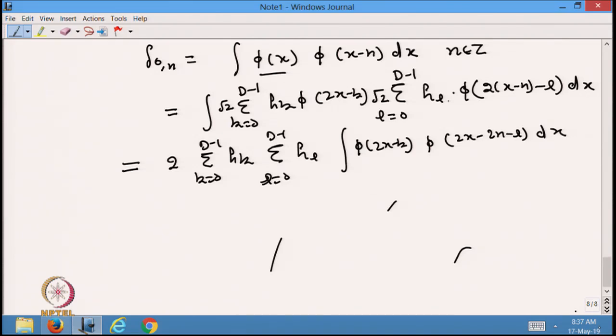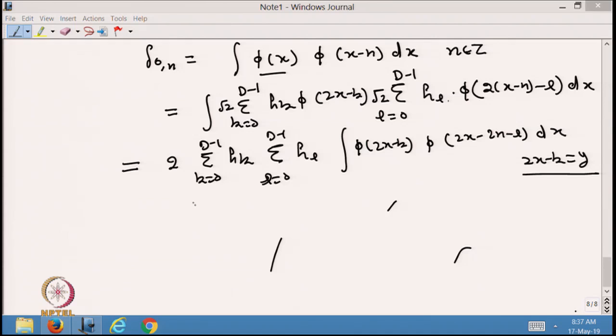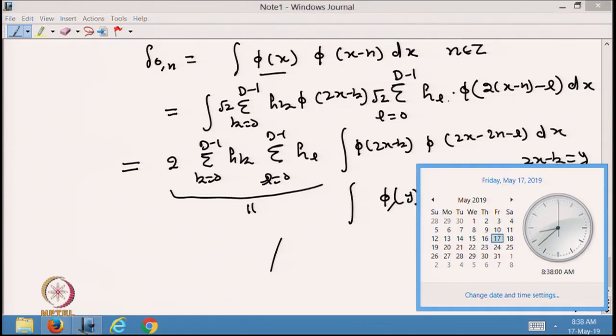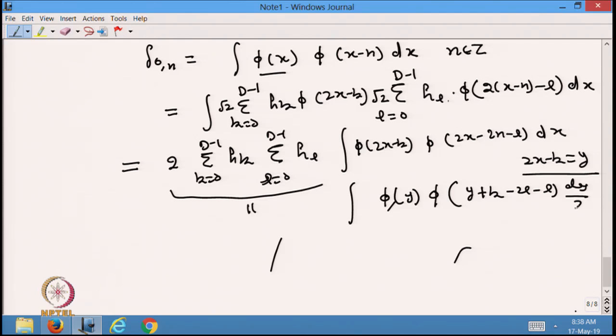Clear to everyone? So, now I am saying that 2x minus k is equal to y. If this is true, I can copy the same thing here. What will be the value of this integral in that case? Phi y, and phi will become y plus k minus 2n minus L, dy by 2. So, this 2 we can cancel from here.